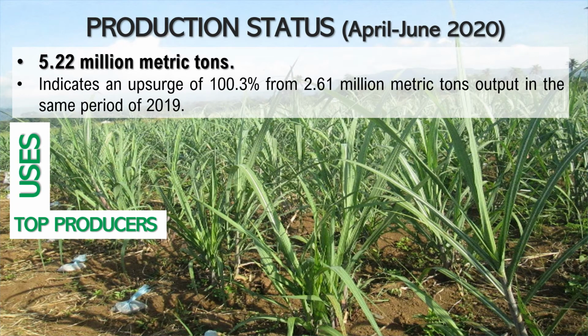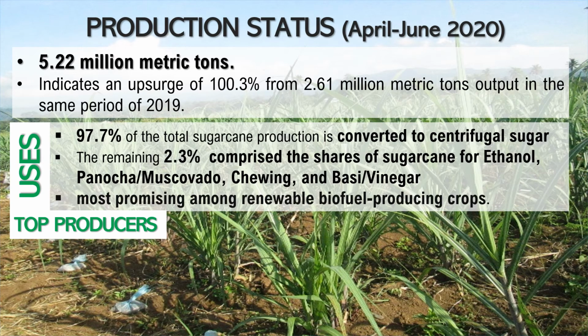So for the production status for this year, during the second quarter, April to June 2020, we already have here 5.22 million metric tons. This value indicates an upsurge of 100.3% from 2.61 million metric tons output in the same period of 2019. Out of this production, 97.7% of the total sugarcane is converted to centrifugal sugar. The remaining 2.3% comprised the share of sugarcane for ethanol, panocha, muscovado, chewing, and basi or vinegar.